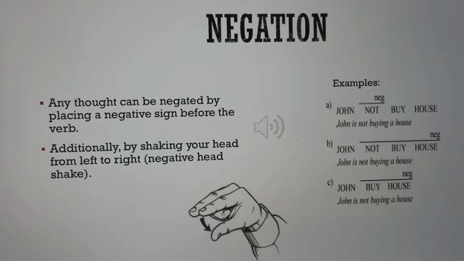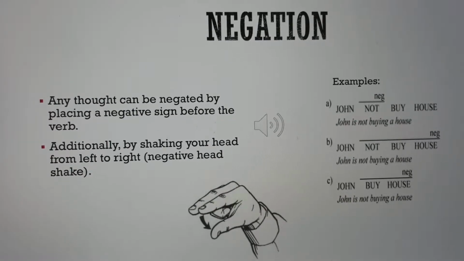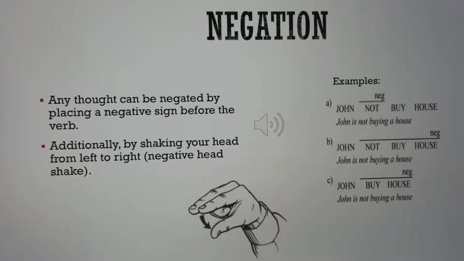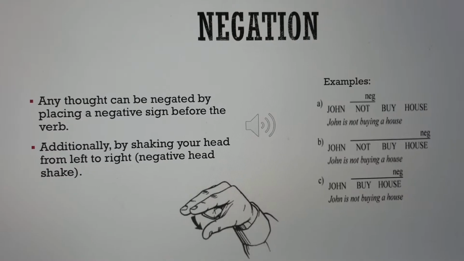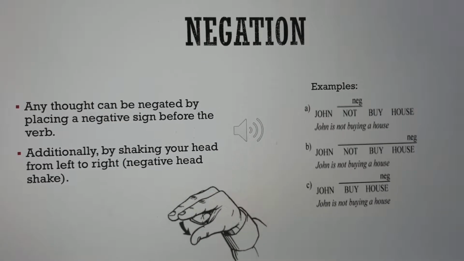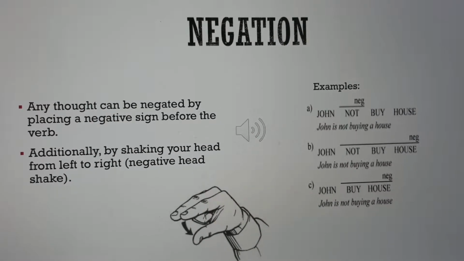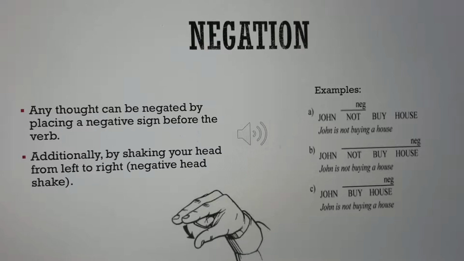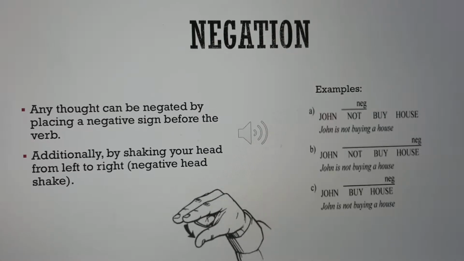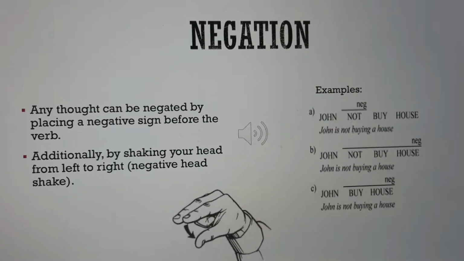Next, we have the second sentence structure, which is negation. And when the sign not is put at the end of a sentence, negation is added. Sometimes the head shaking, no, also will be signed not. And it's important here that your non-manuals are used. In the examples I've given, John is not buying a house, so you can see that the negation would be over not.